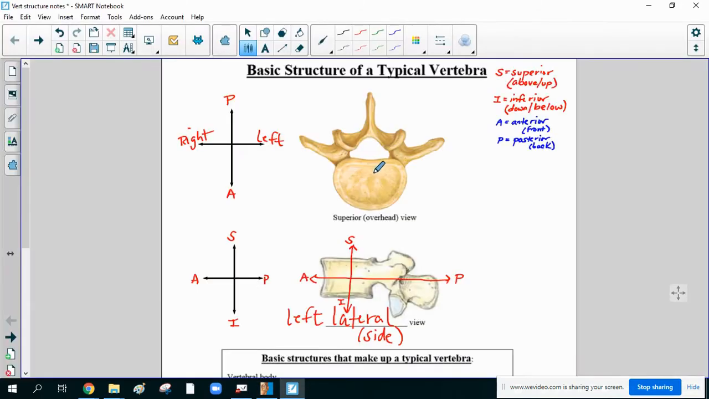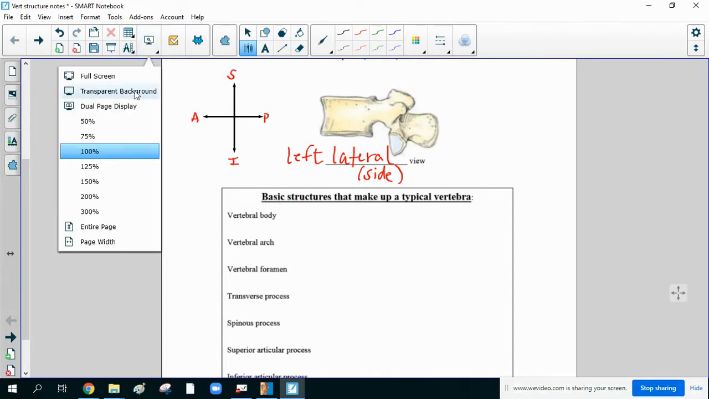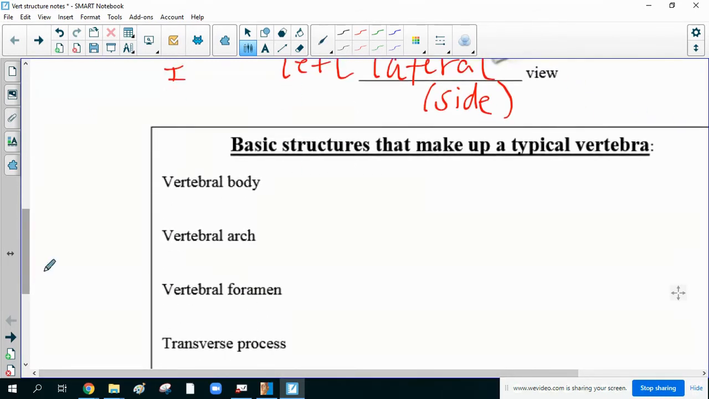Okay. So let's get started with the parts of the actual bone. And those are listed down here. So I'll give you a brief definition and then show you where it is up here and we'll color. All right, so the main part of the bone, this chunky part, as I've been calling it, is called the vertebral body. So the definition for the vertebral body is the largest part of the bone that gets stacked when you form the vertebral column.